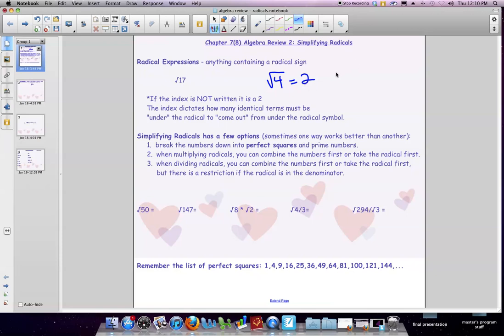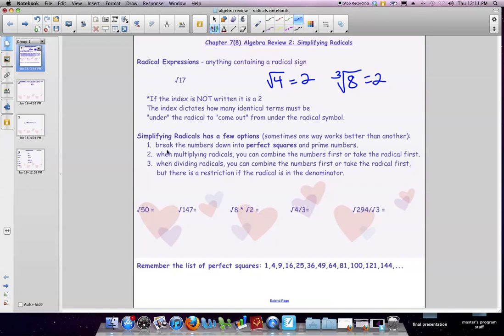If you were looking for the third root of 8, it would be what number times itself times itself. So 3 numbers that you would multiply to get 8. And so the answer to the third root of 8 would be 2.